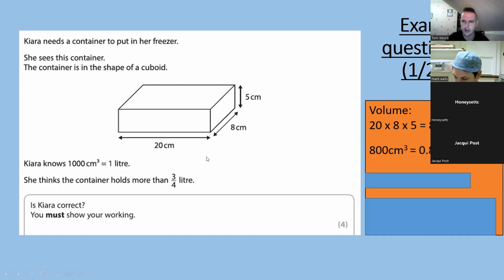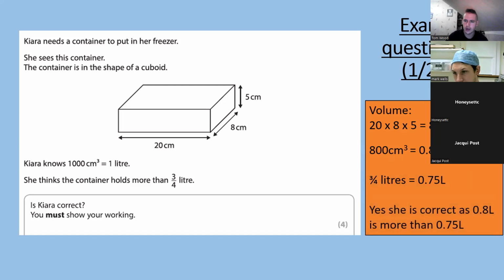Then all we actually have to do with this one is a little bit of a conversion. They've given us a nice scale to use there. This is just one way of looking at this. You could say, well, 3/4 of a liter, and looking at my scale, 1,000 centimeters cubed is 1 liter. We know that 3/4 is 0.75, so I can use that scale and say that's 750 centimeters cubed. You can look at it either way. I think most people would say, I've got 800 centimeters cubed, so that will be 0.8 liters. 3/4 of a liter is 0.75. So she is correct, as 0.8 is more than 0.75.